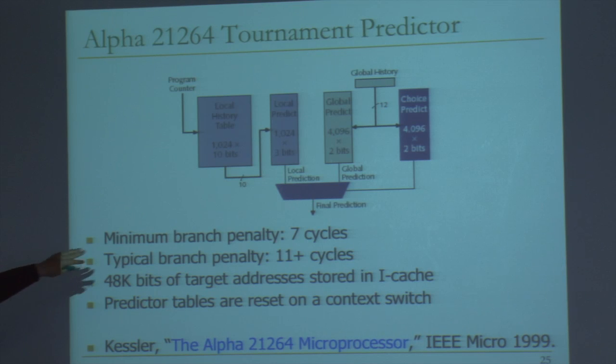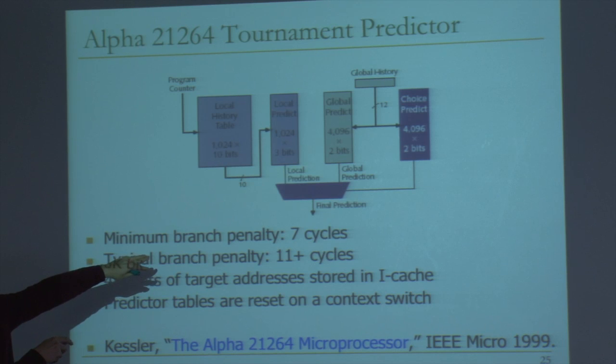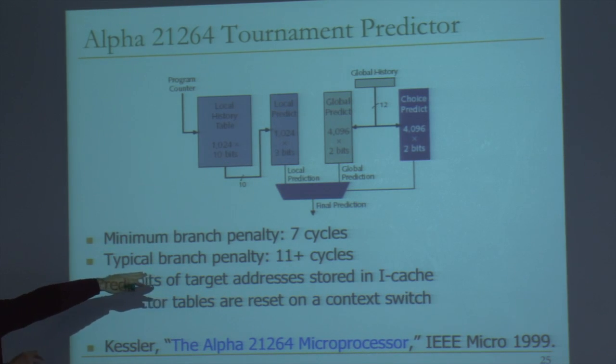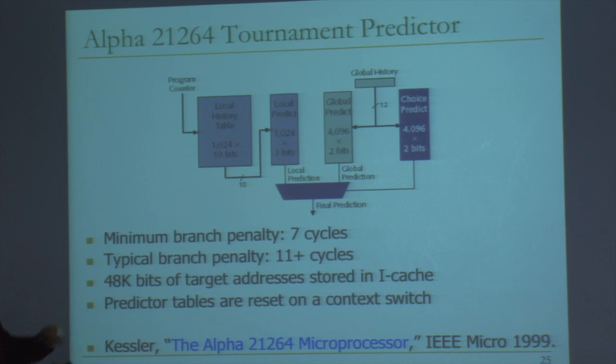And see the sizes of the tables, even though they're drawn the same. This is much smaller, right? This is 4,096 entries. This is 1,024 entries. Why? Because there's an indirection here, right? You actually access 2 tables over here. So the tables are sized such that they provide their prediction at approximately the same time.